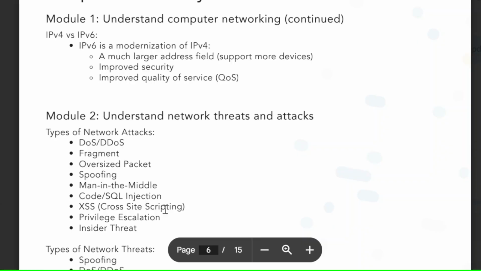And chapter takeaways. Here you will understand more about computer networking, such as IPv4 and IPv6. IPv4 stands for IP version 4, which is 32-bit, and IPv6 is an advance on IPv4 that provides a much larger address field, improved security, and improved quality of service.